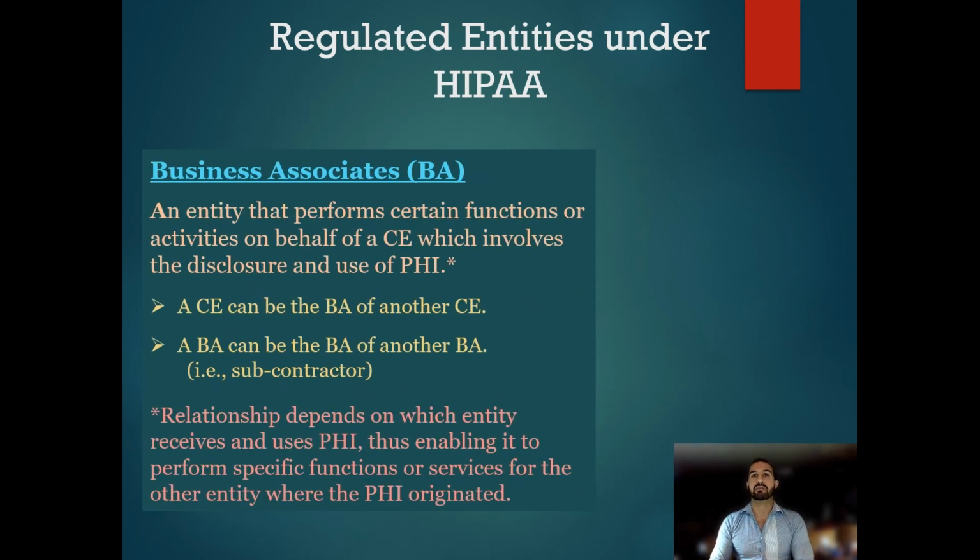And next is the business associate. When we get into this, it might seem a little tricky if you're not too familiar with business associates. You've probably heard of them before, but when it gets down to the details of determining what's a business associate and what the relationship is, it gets a little tricky. So I'll try to clarify that for you. A business associate is an entity that performs certain functions or activities on behalf of the covered entity, the CE, which involves the disclosure or use of PHI.